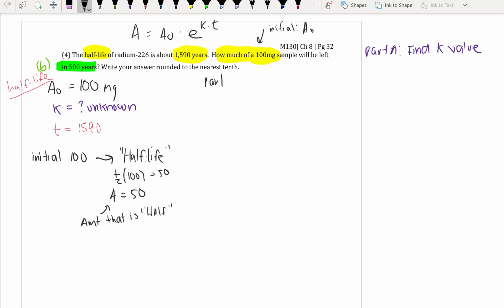So in my part A, which is figuring out my k value, I have that my A value is equal to 50. My initial value is 100. It's times e to the k, which I'm trying to figure out, and that t for half-life is that 1590. So now I can divide by 100. So 50 divided by 100 gives me a 0.5, so that's pretty nice.